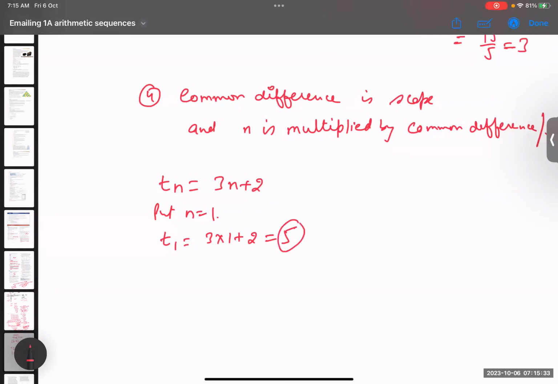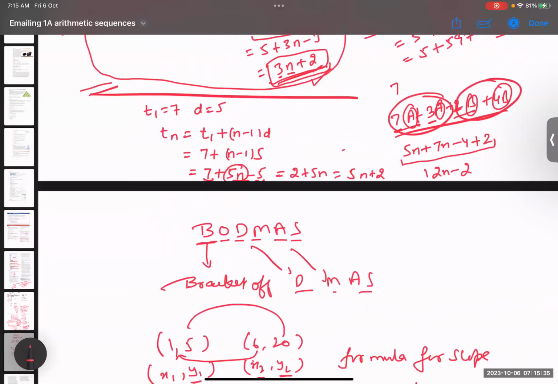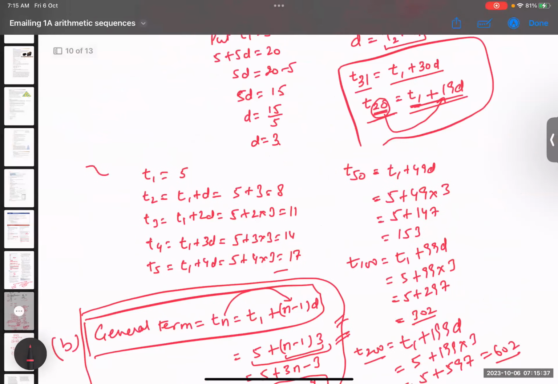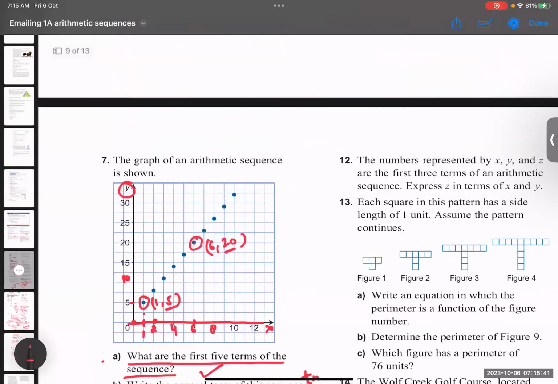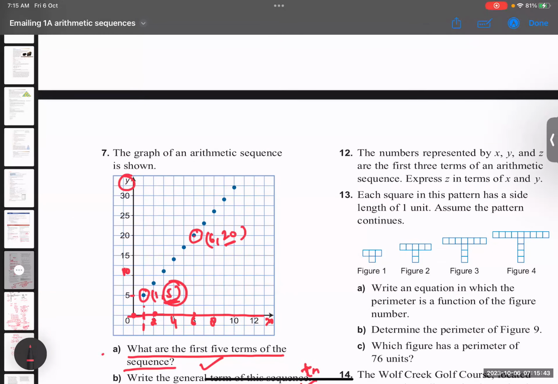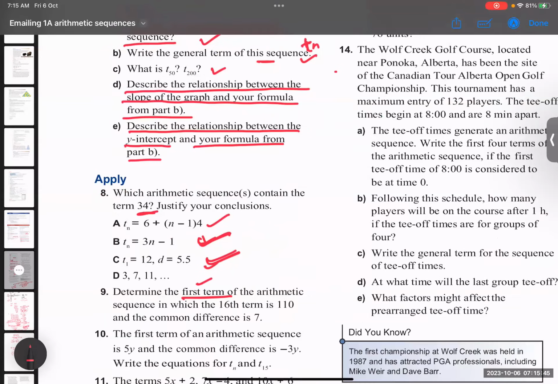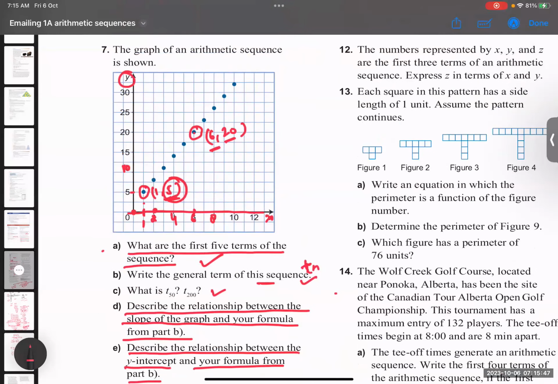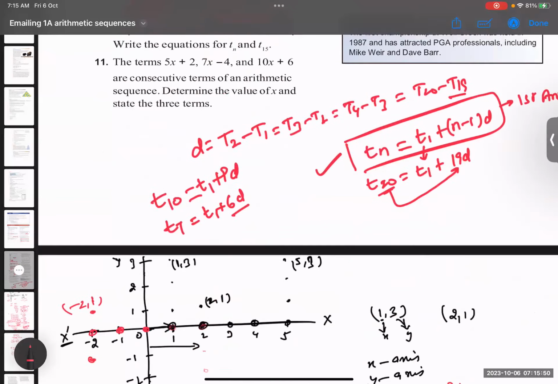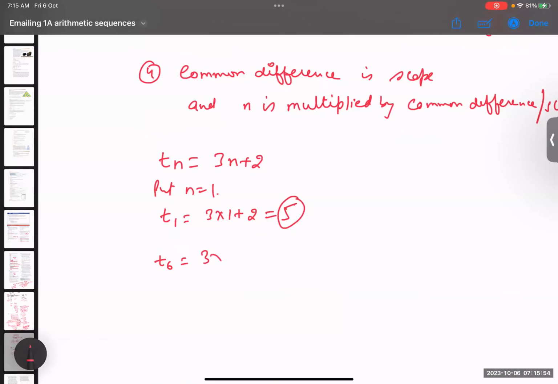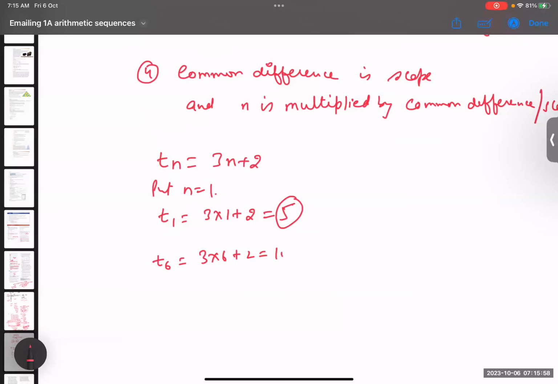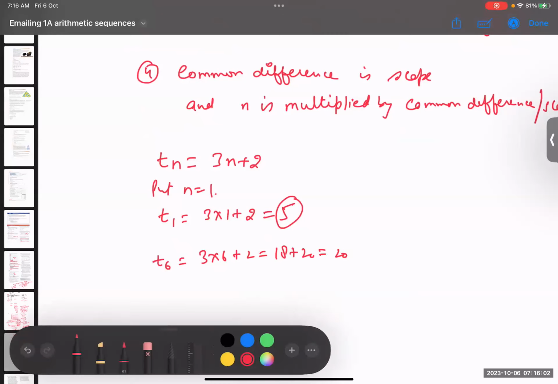So you got the y-intercept. Look at this question. This was the y-intercept here. Now, what is the x-intercept? What is the value of x? 6. We got 20. So look at this formula again. Put n equal to 6. It will be 3 into 6 plus 2. You will directly get 18 plus 2, 20. Am I right?